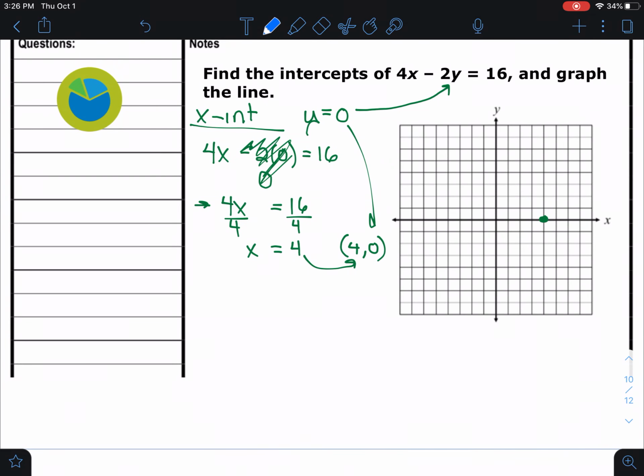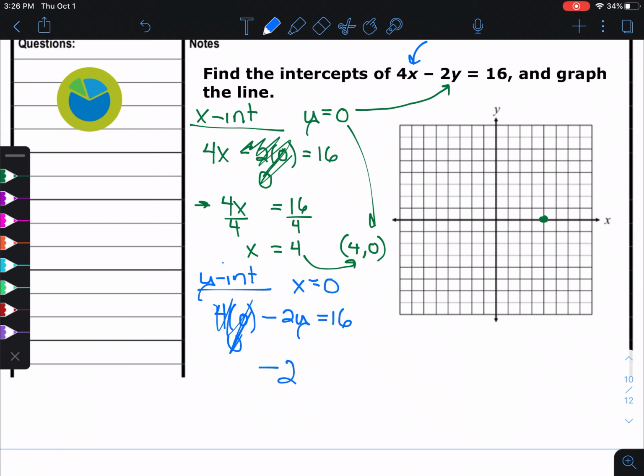So my y-intercept, this is where x is 0. So now I'm going to plug that in here. So I would have 4 times 0 minus 2y equals 16. Well, 4 times 0 is 0. Again, right here, that's 0, so this is really just going to go away, and that's really then covered up. A lot of people just put their finger over that part and cover that up.